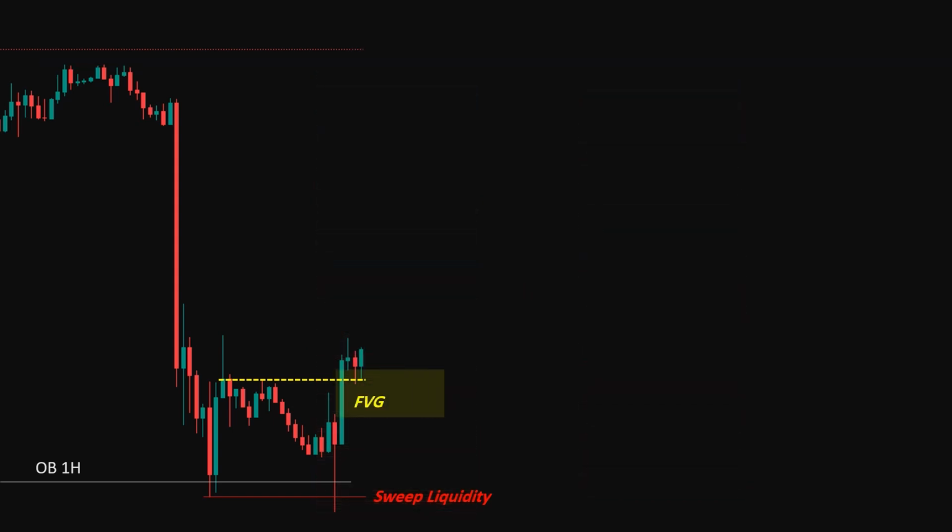Is this a protected swing? Yes, based on my definition. Price taps into an important level, which is a fair value gap, and then closes above the down candles. That gives us a valid entry.